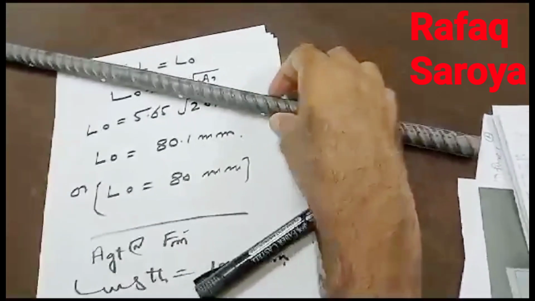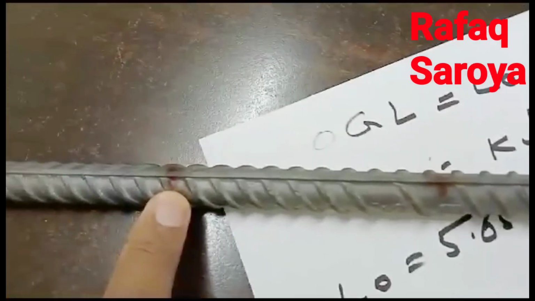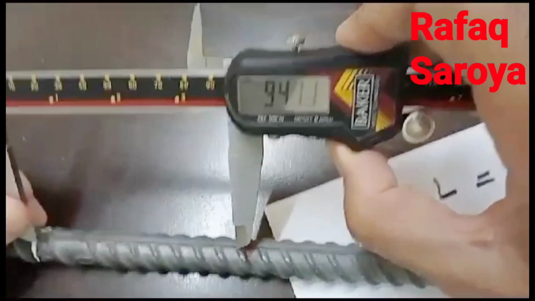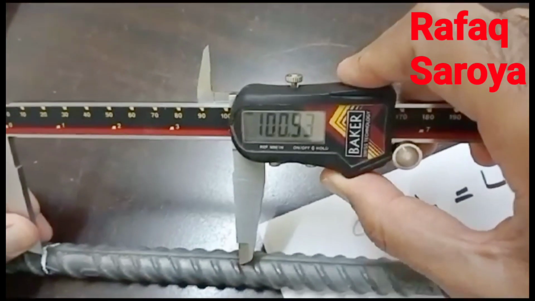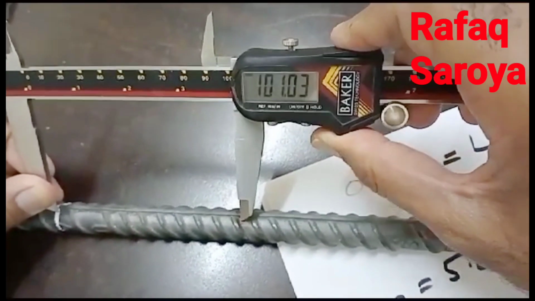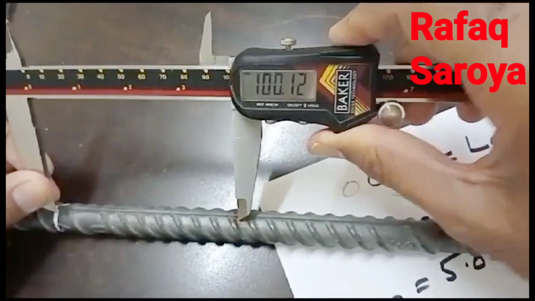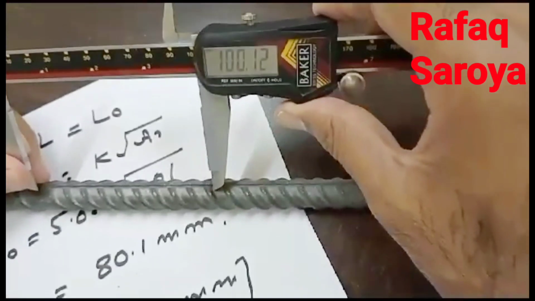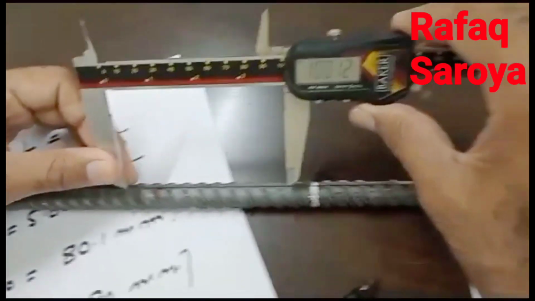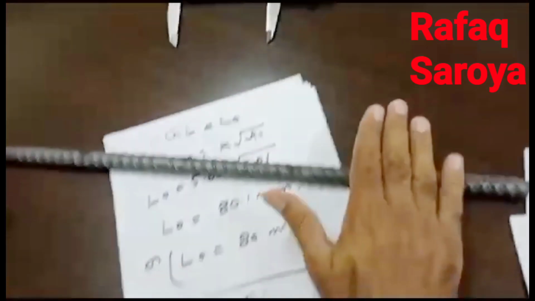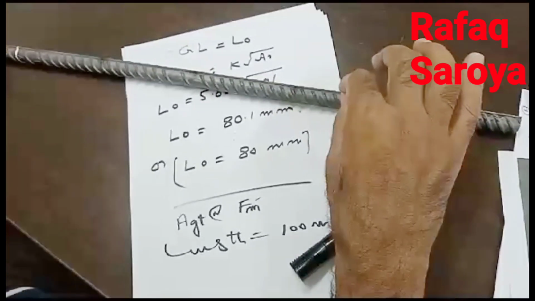This is also marked over here. This point, this point, this point, and these points are at a distance of 100 mm. This also 100 mm, this 100 mm, and this 100 mm. So this is the preliminary introduction about this marking.